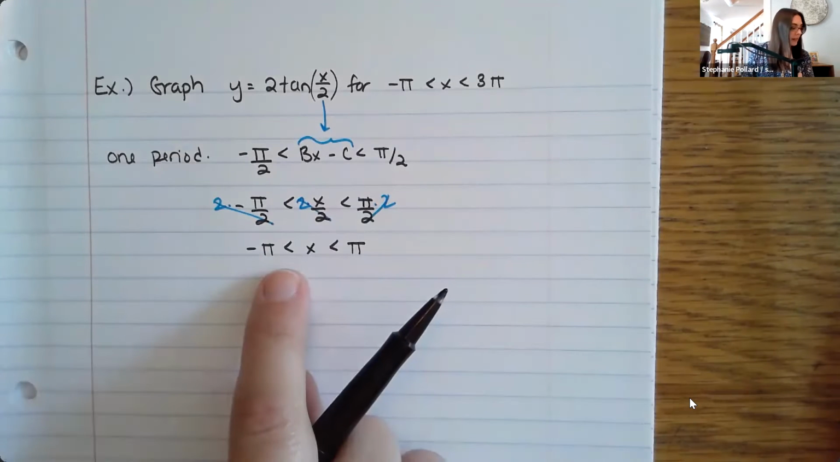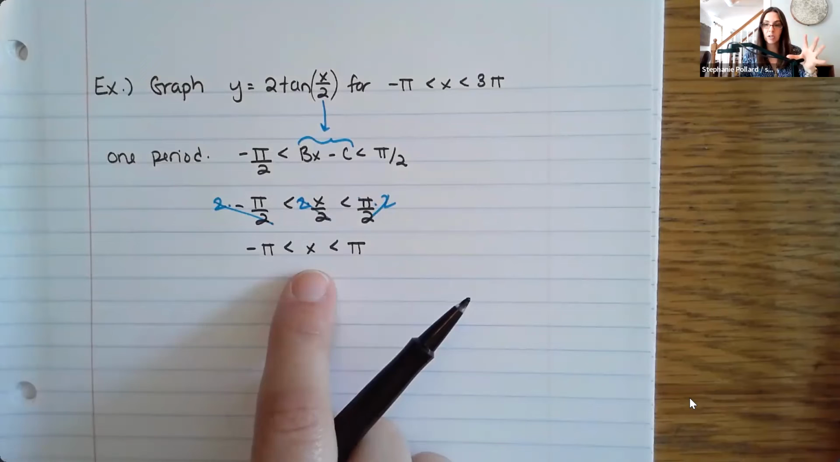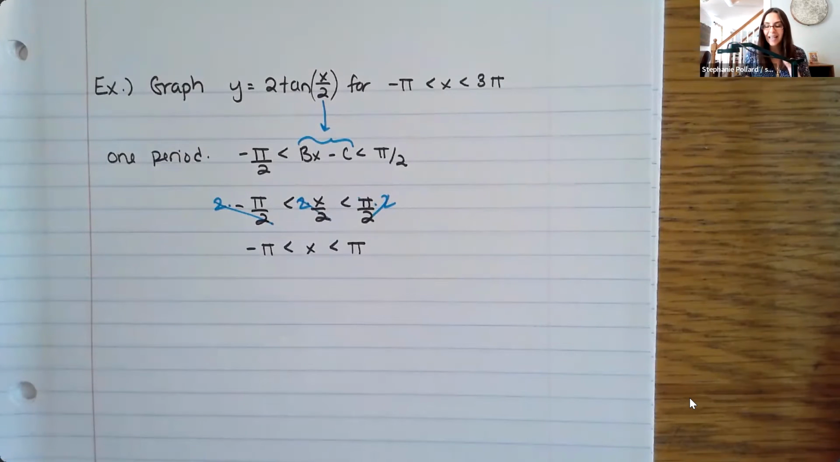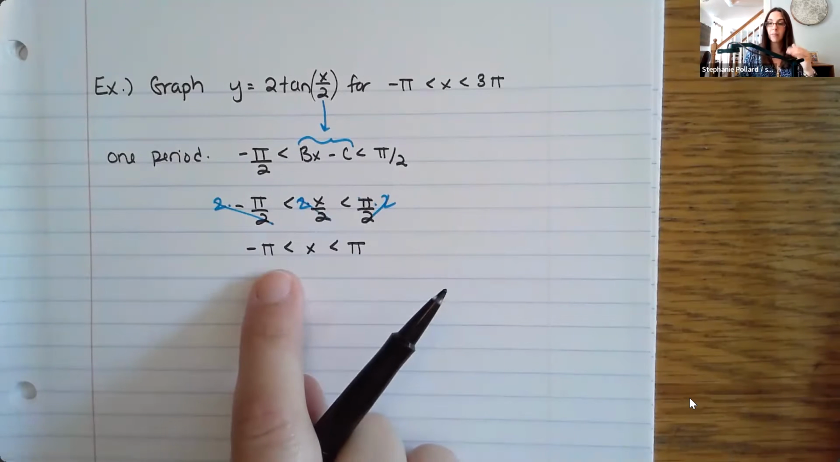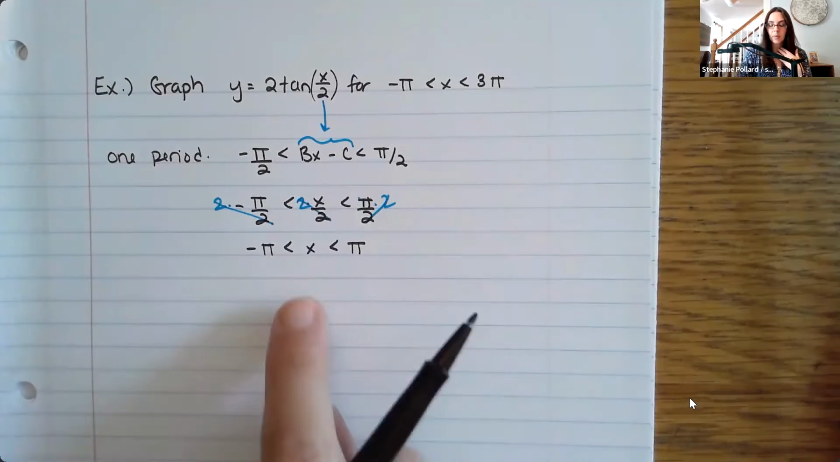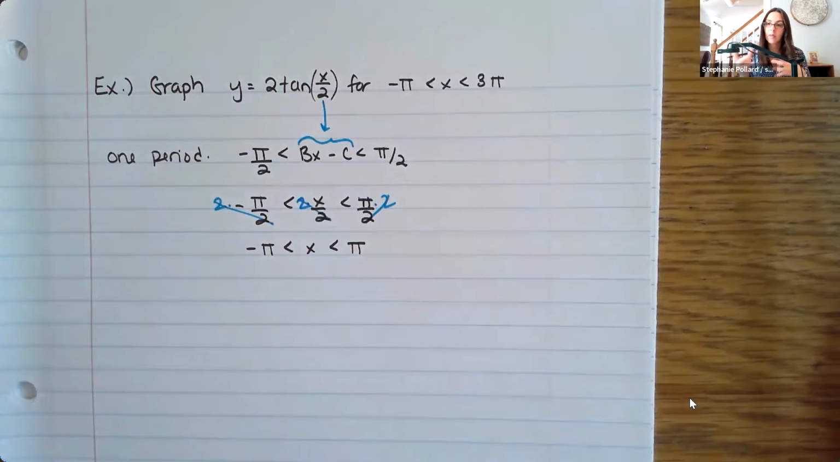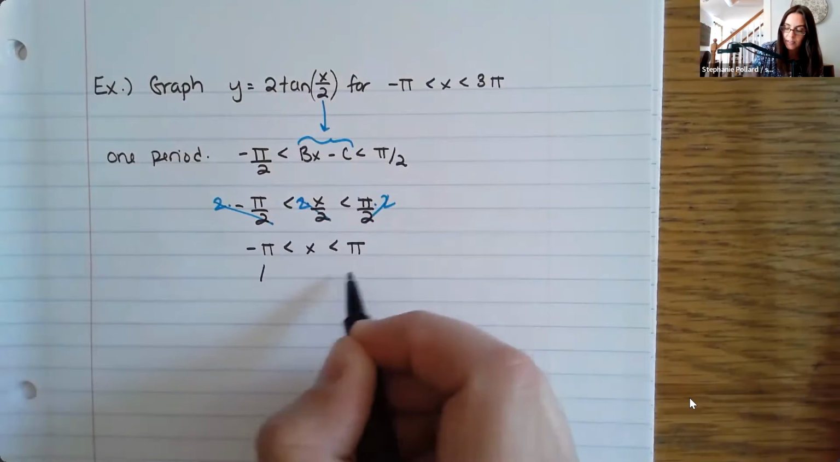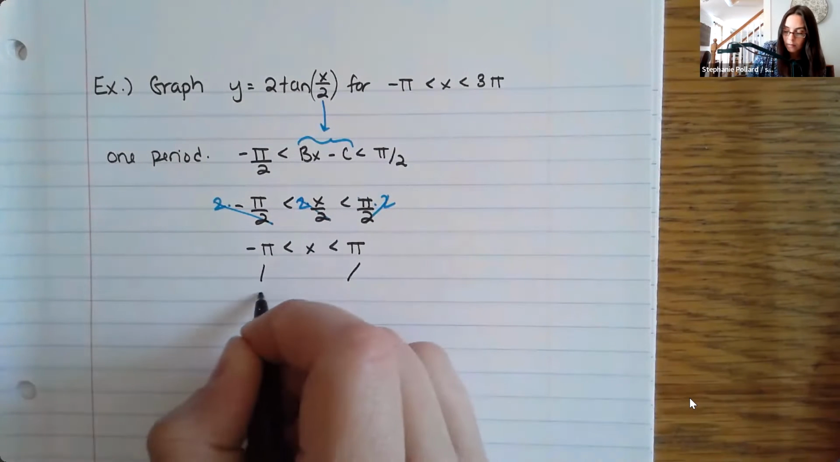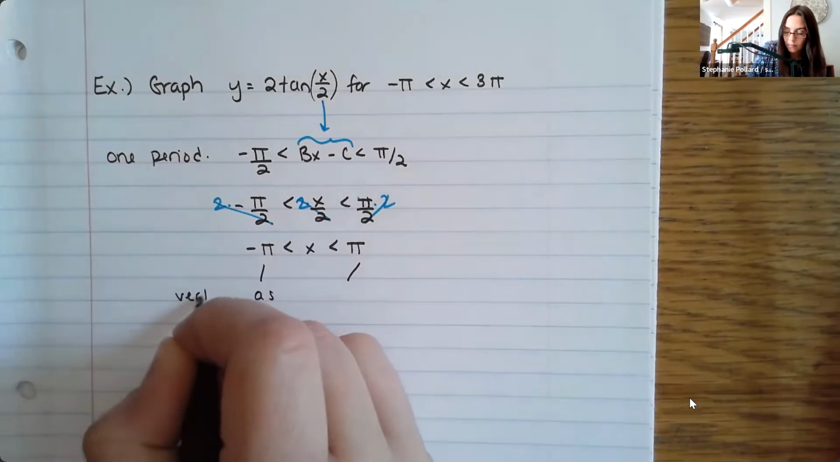Notice in this case we have changed the period. The period of the tangent function is just pi, and it typically goes between negative pi over 2 and pi over 2. But because we have this divider of 2, it's changed that period. So that's why you have that change here. And then these two values give you your vertical asymptotes.